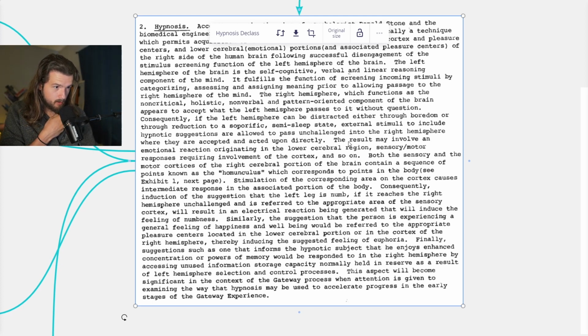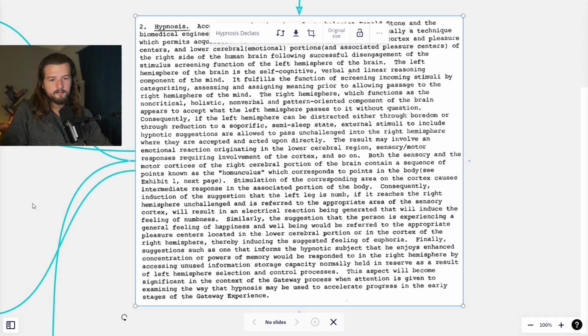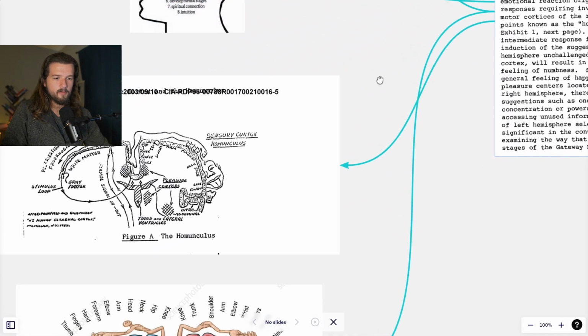All right, the result may involve an emotional reaction originating in the lower cerebral region, sensory motor responses requiring involvement of the cortex, and so on. And we'll talk about what that means in a sec. So stick with me. Both the sensory and the motor cortices of the right cerebral portion of the brain contain a sequence of points known as a homunculus, which corresponds to points in the body. See Exhibit 1, next page. So we're going to look at that right now before we continue on.